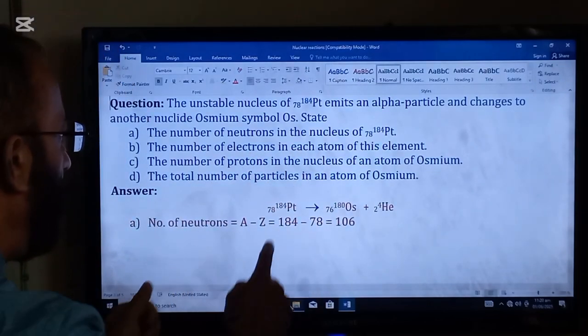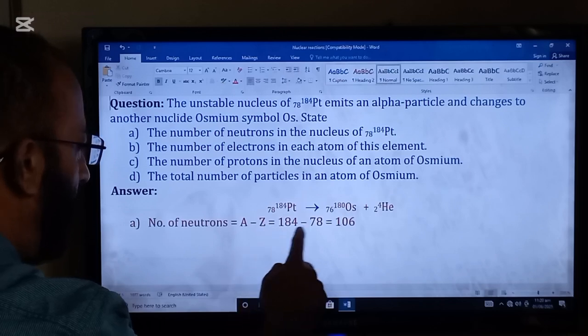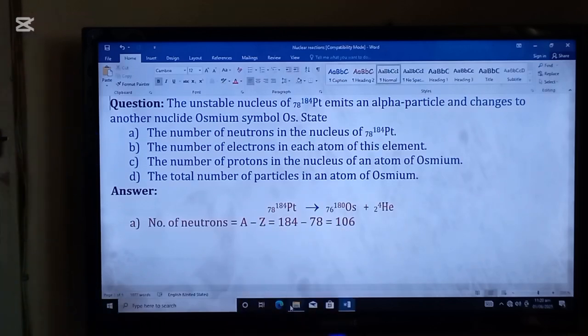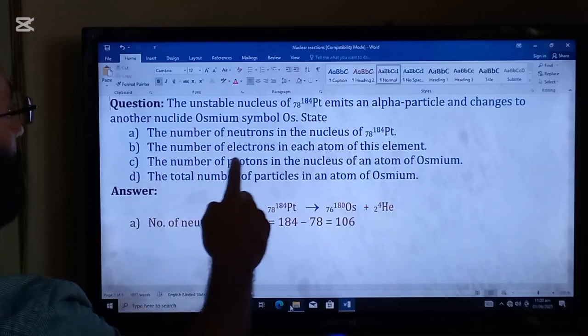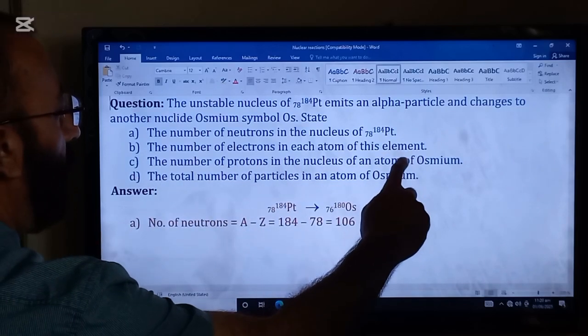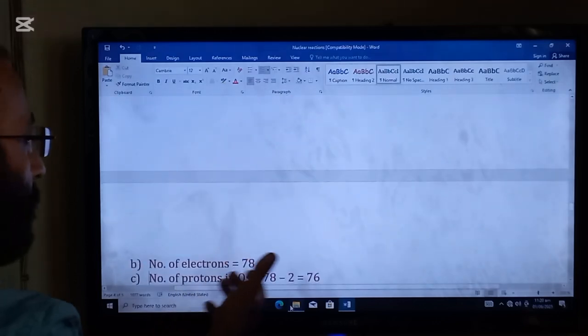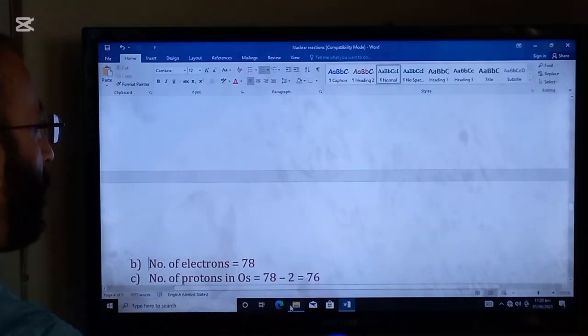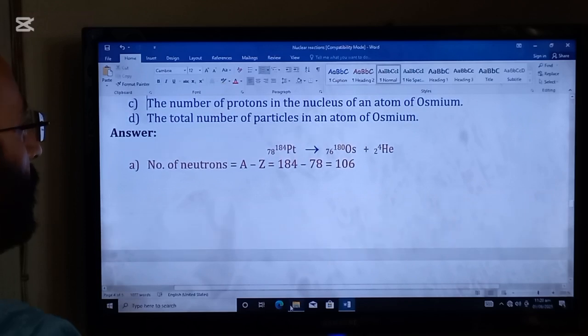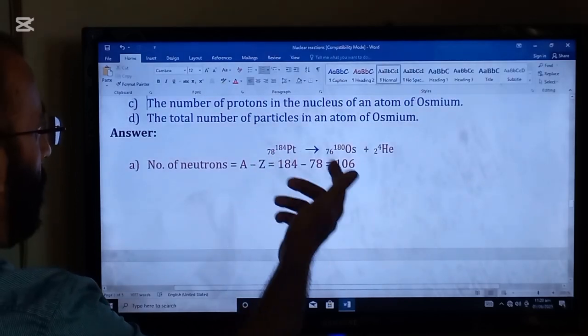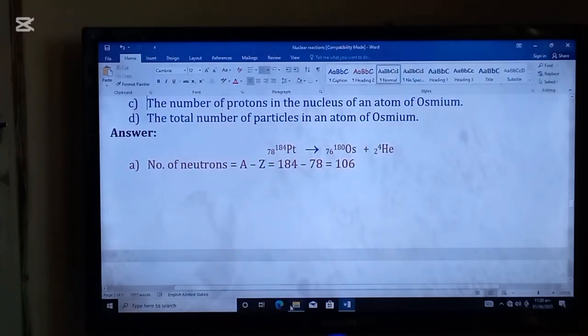So neutrons will be equal to 184 minus 78. So 106 is the answer. B part is the number of the electrons in each atom of this element. The number of the electrons will be equal to the number of the protons. So protons are 78, electrons will also be 78.